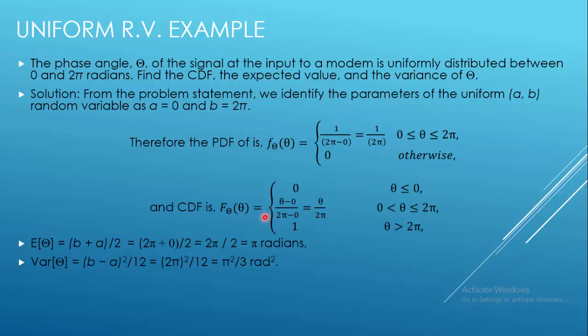And the CDF is 0 for theta less than 0, and this is x minus a, x is theta over here as you can see, so theta minus 0 divided by b minus a, 2 pi minus 0, is equal to theta divided by 2 pi, and 1 for all the values of theta greater than 2 pi.